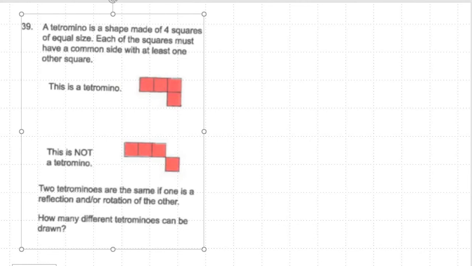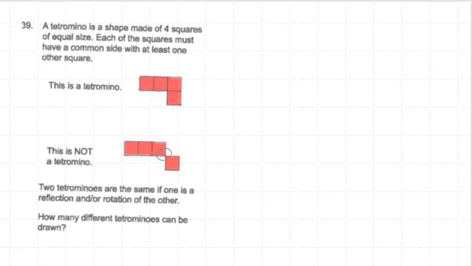Wow, this question is very nice. For this case, it doesn't have a common side with at least one other square, so this is not acceptable. Then there is another rule: it cannot be a reflection or rotation of the other. So I cannot draw this one, then I draw like that. Because I can't rotate, I draw like that, then like that. Then I get 1, 2, 3, 4, 5, 6, 7, 8. By the way, the answer you gave me is 8, and it's wrong.